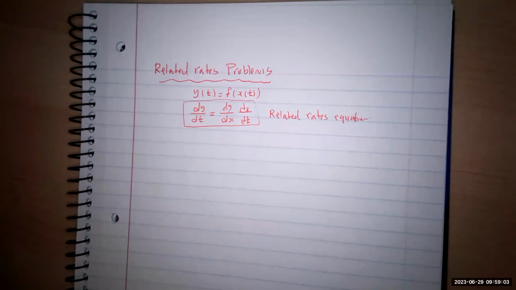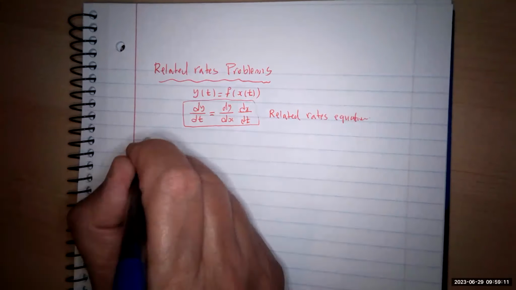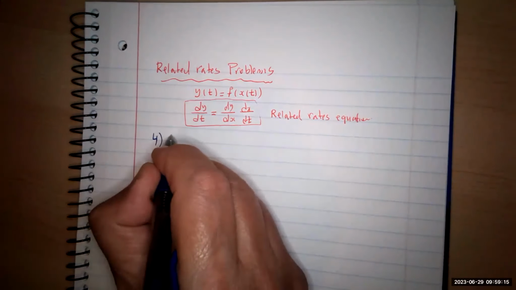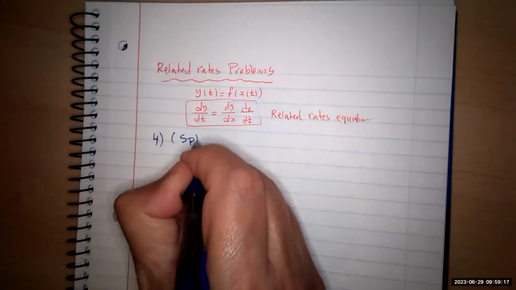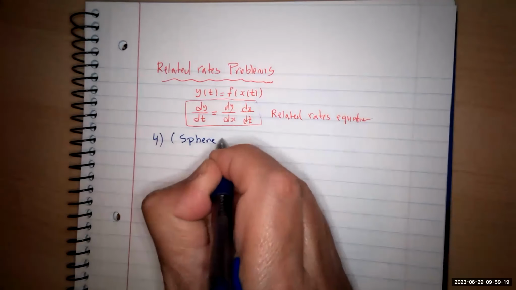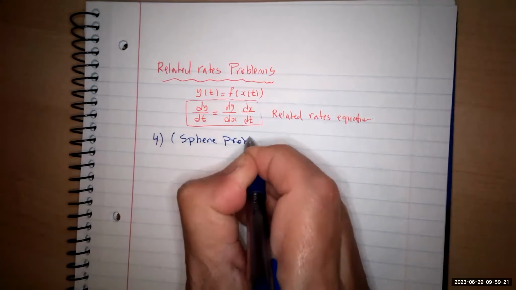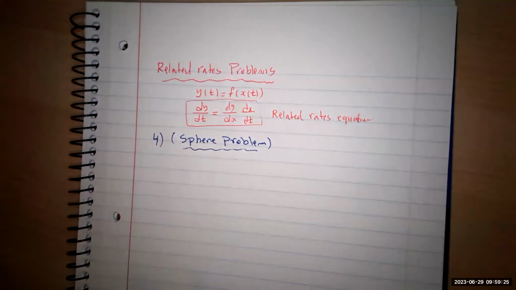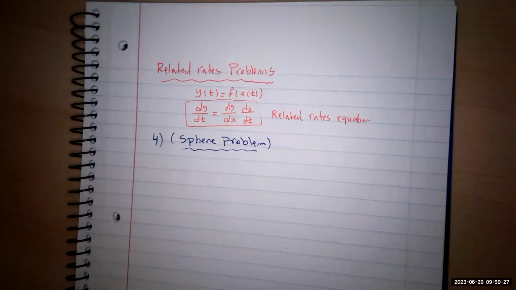Okay, so we are going to be interested in one problem from geometry, very popular, the sphere problem. So that's problem number 4 here. This is a sphere problem. We're going to be interested in the rate of change of the volume or the radius of the sphere.